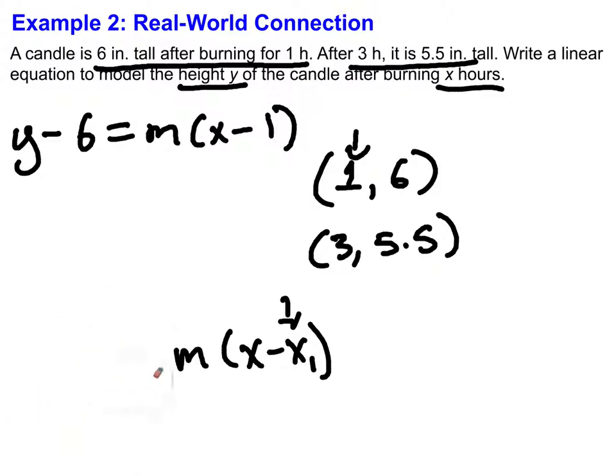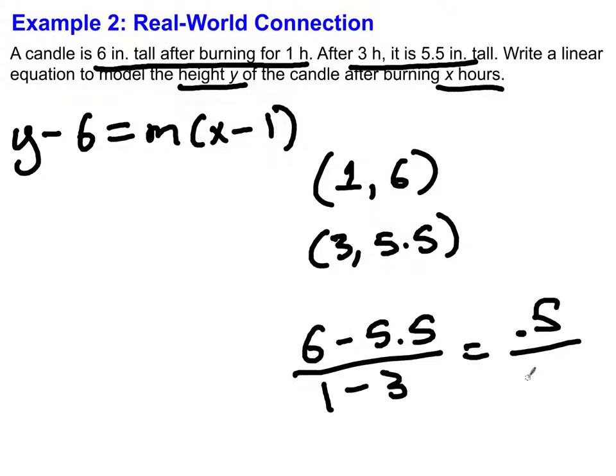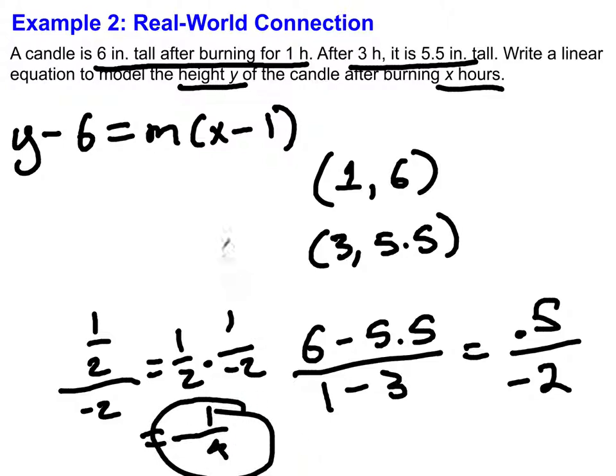Alright, so now all we need to have the equation of a line is the slope. And we can find the slope using the slope formula and these 2 points. So the change in y is 6 minus 5.5, and the change in x is 1 minus 3. That gives us 0.5 over negative 2. 0.5 over negative 2 is the same thing as 1/2 over negative 2, or 1/2 divided by negative 2, which is the same thing as 1/2 times the reciprocal of negative 2, which is 1 over negative 2. This is equal to negative 1/4. This is our slope. The slope is negative 1/4.